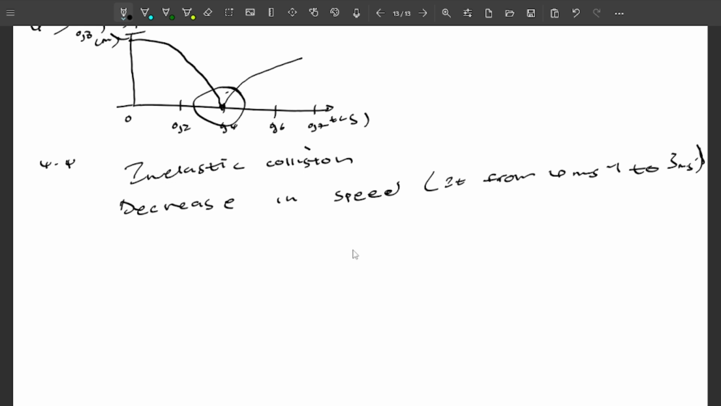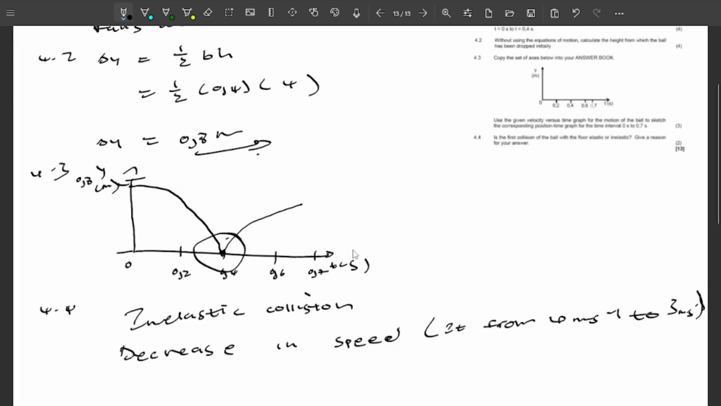Or you could just say there was a change in the kinetic energy during the collision. That also works out.